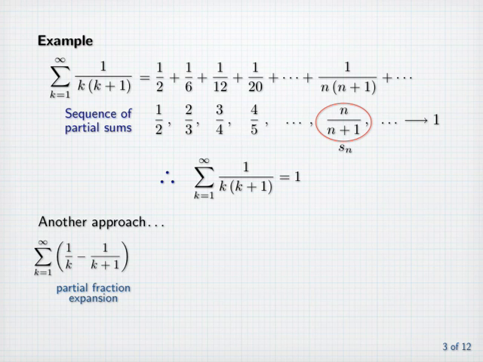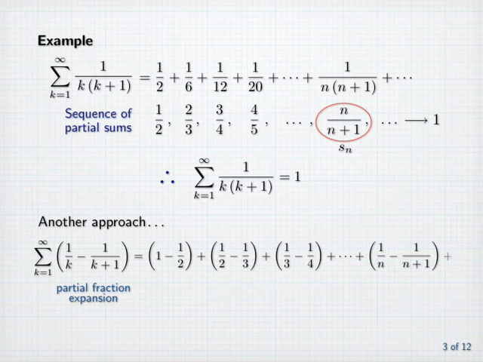The first one is 1 over 1 minus 1/2. The second term is 1/2 minus 1/3. The next term is 1/3 minus 1/4, and so on. And the nth term would be 1 over n minus 1 over n plus 1. Now notice that we have minus 1/2 plus 1/2, which equals 0, minus 1/3 plus 1/3, which equals 0. Then we have minus 1/4 plus 1/4, and so on.